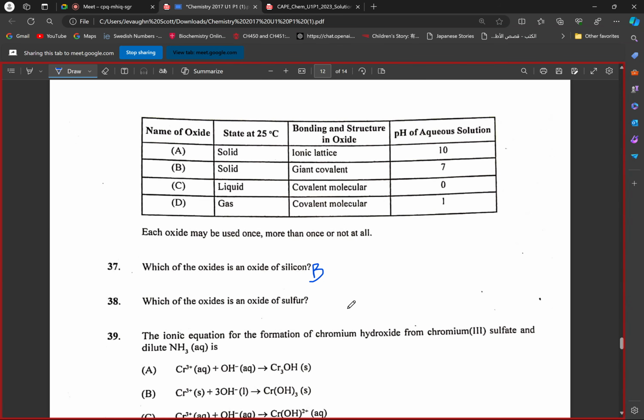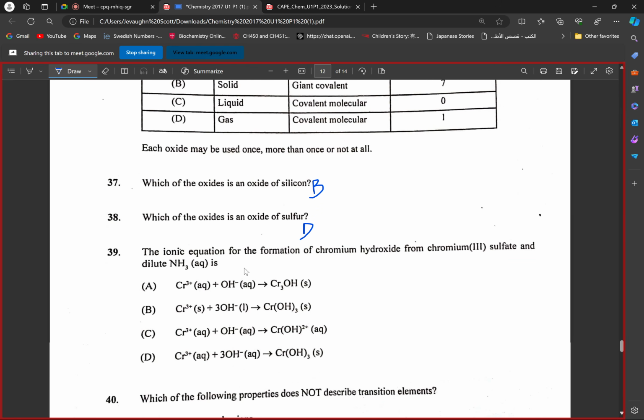D. You sure? Mm-hmm. Sulfur dioxide is a gas. You sure? Sure, sure, sure. Alright, lovely.